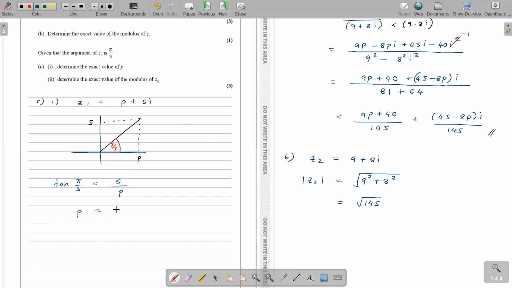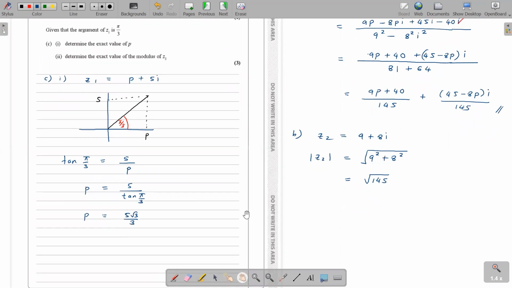So P equals 5 over tan pi by 3, isn't it? So making sure your calculator is in radian mode, type it down. 5 divided by tan pi over 3 is how much? 5 divided by root 3, which rationalizes to 5 root 3 over 3. Right, tan pi over 3 is root 3. Anyway, when you type it in the calculator, the answer will immediately come. Do you agree with me? Are there questions? Okay, so P is 5 root 3 over 3.